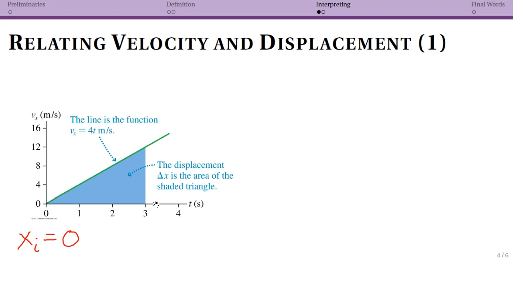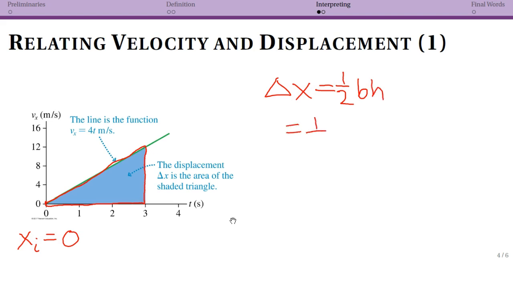Now, there's two ways to approach this, and we're going to work through both ways to show that they're equivalent. So one is to think about the displacement as the area under the curve. So that's the area of the shaded triangle, as the text says here. And if you look at that, well, this is basically a triangle, literally. And I'm going to typically refer to this as integration by geometry. So I'm going to say my displacement, my change in position, is equal to 1/2 base times height.